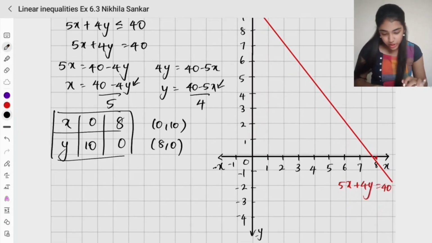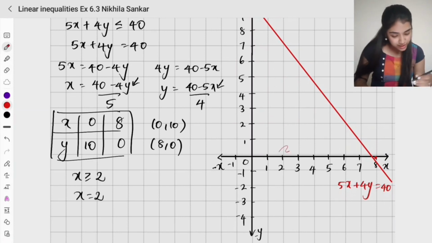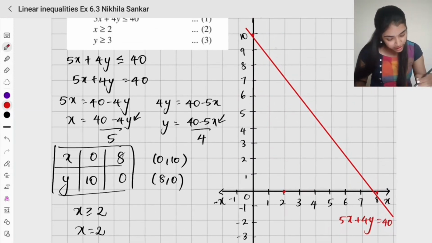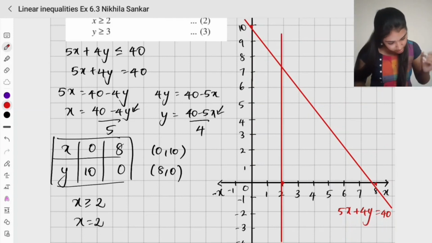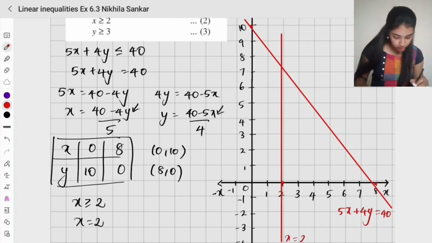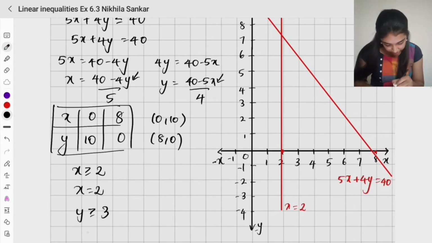What are my other two equations? X greater than or equal to 2. So x is equal to 2 is the equation. X is equal to 2 is very easy to draw. So this point is x is equal to 2. What will the x is equal to 2 line look like? It is so the x is equal to 2 line. What is my third equation? Y greater than or equal to 3. Y greater than or equal to 3. So this is going to be y equals 3.